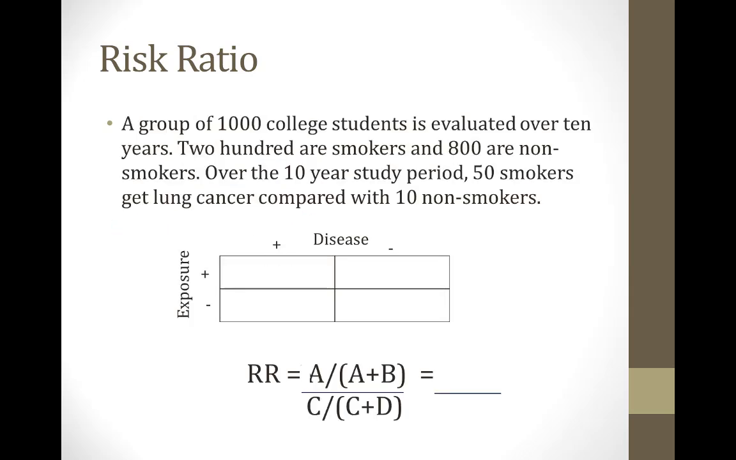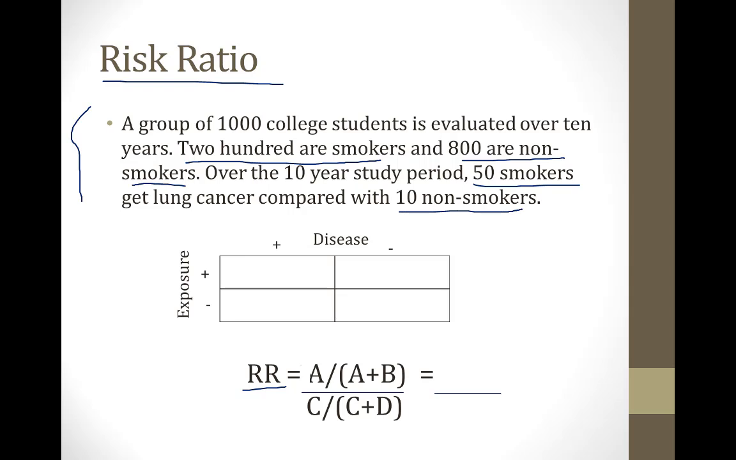So now let's do something a little bit more complicated, which is to calculate a risk ratio based on a question stem. On the board, you're often given a question stem, and you have to fill in the 2x2 table yourself in order to use the equation for risk ratios. So let's do that now. So the question stem says a group of 1,000 college students is evaluated over 10 years. 200 are smokers and 800 are non-smokers. Over the 10-year study period, 50 smokers get lung cancer compared with 10 non-smokers.